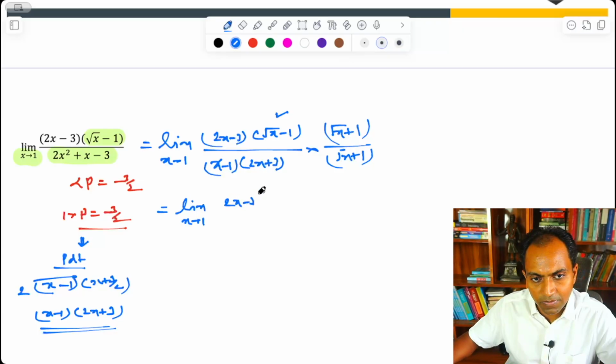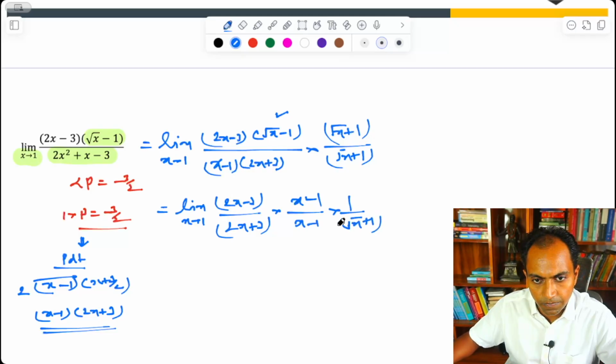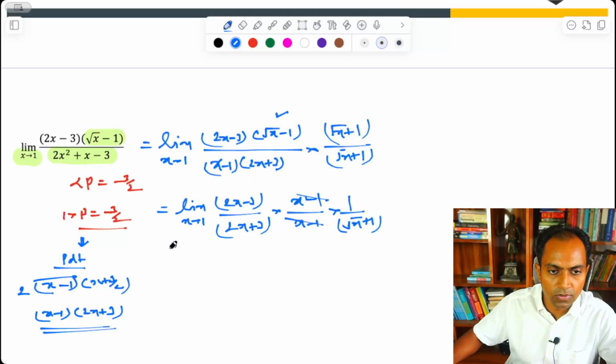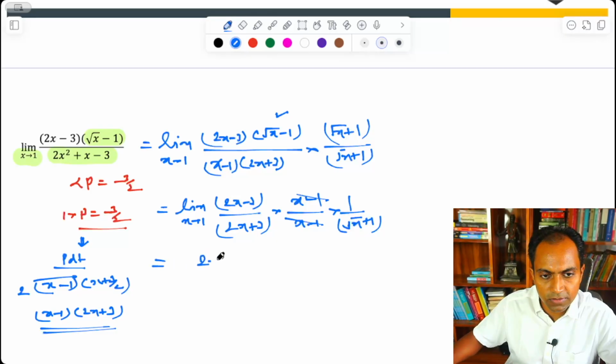So we have 2x minus 3, that will have no impact, write it on one side. 2x plus 3 again, write it on one side. This becomes x minus 1. You have an x minus 1 waiting in the denominator, and then you have 1 by root x plus 1. These two terms will get cancelled out. If I put the limit, I get my answer. So 2 minus 3 by 2 plus 3 into 1 plus 1. My answer comes out to be minus 1 by 10.